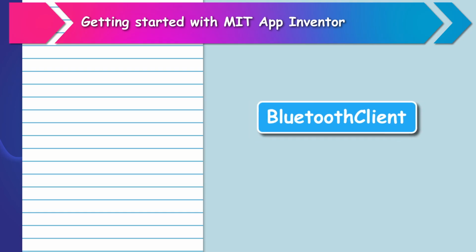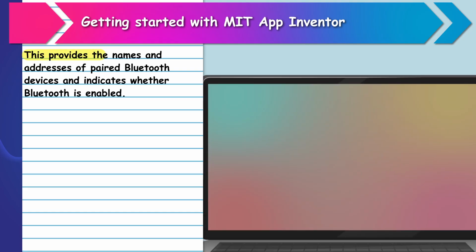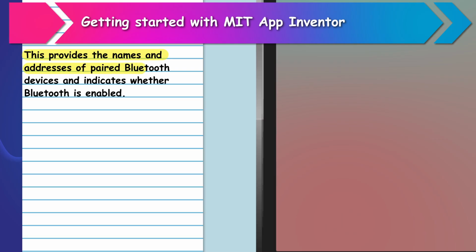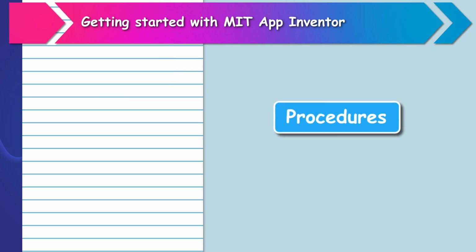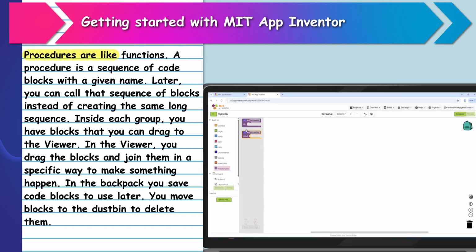Colors. Blocks to handle colors, like choosing a color, make the color, and split colors. Variables. Initialize variables, setting variable values, get variable values, etc. Bluetooth client. This provides the names and addresses of paired Bluetooth devices and indicates whether Bluetooth is enabled.